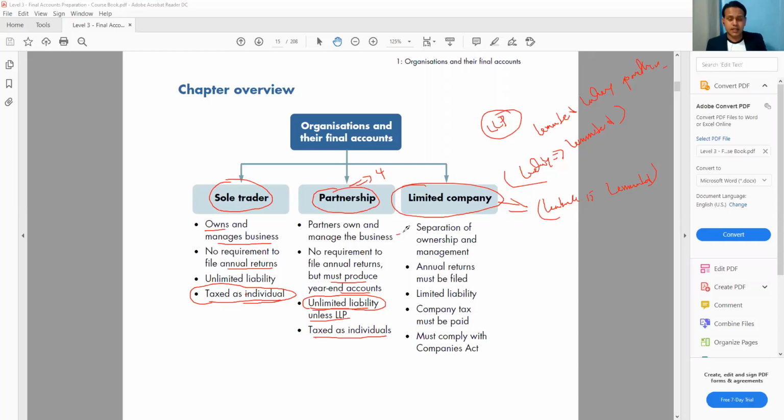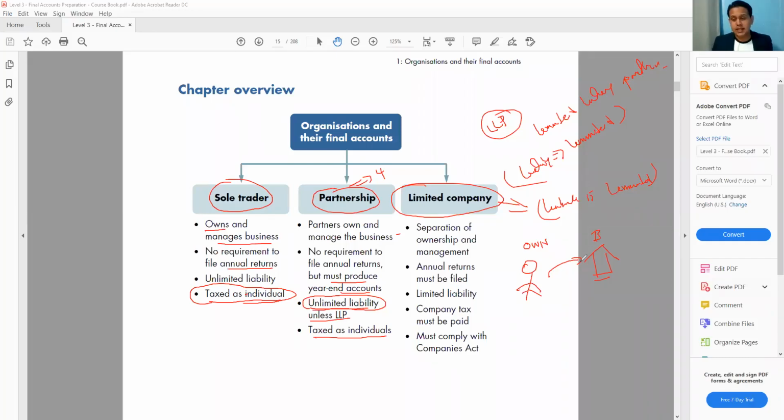On the condition, we can see it says separation of ownership and management. So the business and the owner are separate entities. So when it is a limited company, let's say this is your business and this is you. Business and the owner are separate.